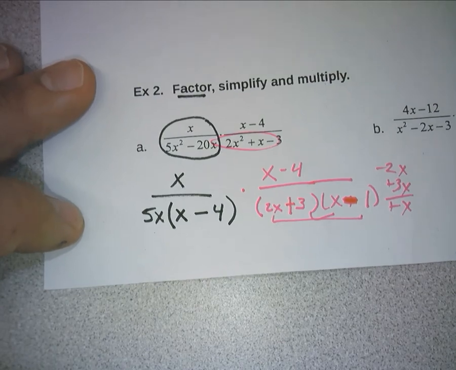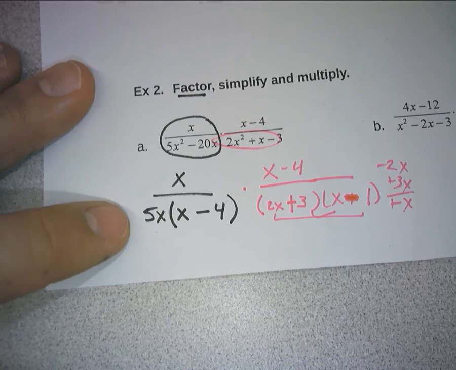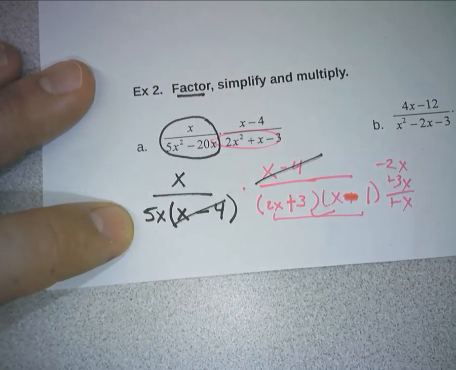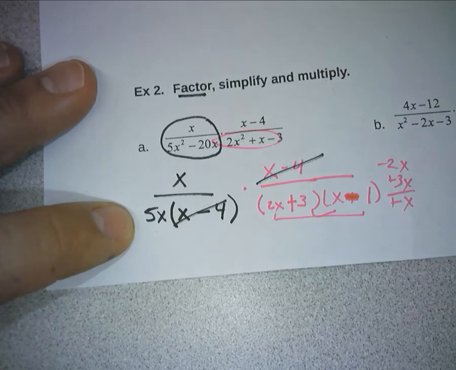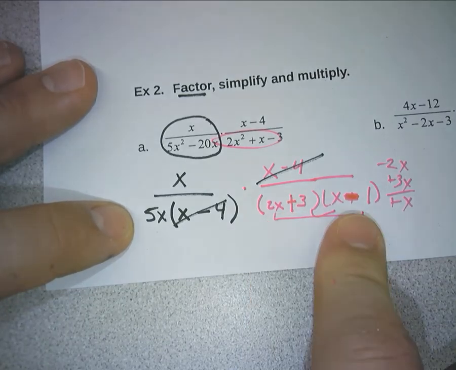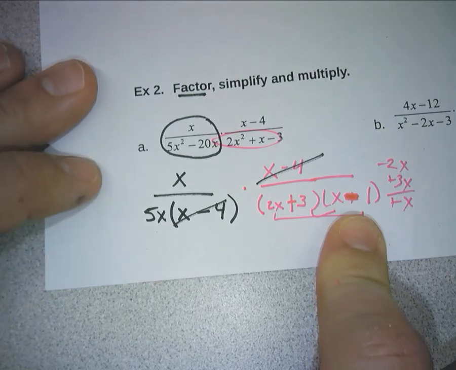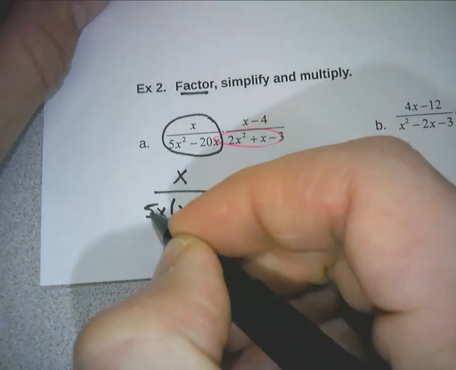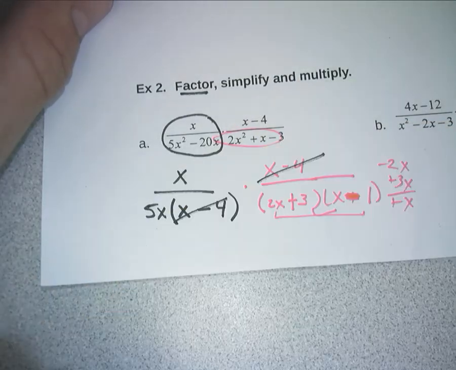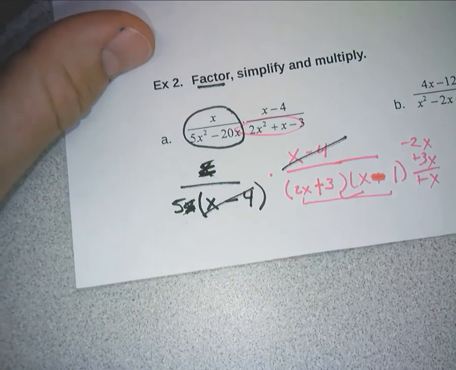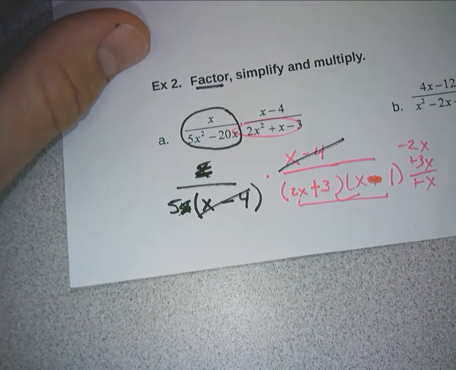Now, from yesterday, we talked about monomials reduce monomials and binomials reduce binomials. I definitely see a binomial, x minus 4, that I can karate chop and get rid of. Okay. I don't see a 2x plus 3. I don't see an x minus 1. But I do see 2 monomials here. I have x and 5x. This can be reduced because they're monomials.